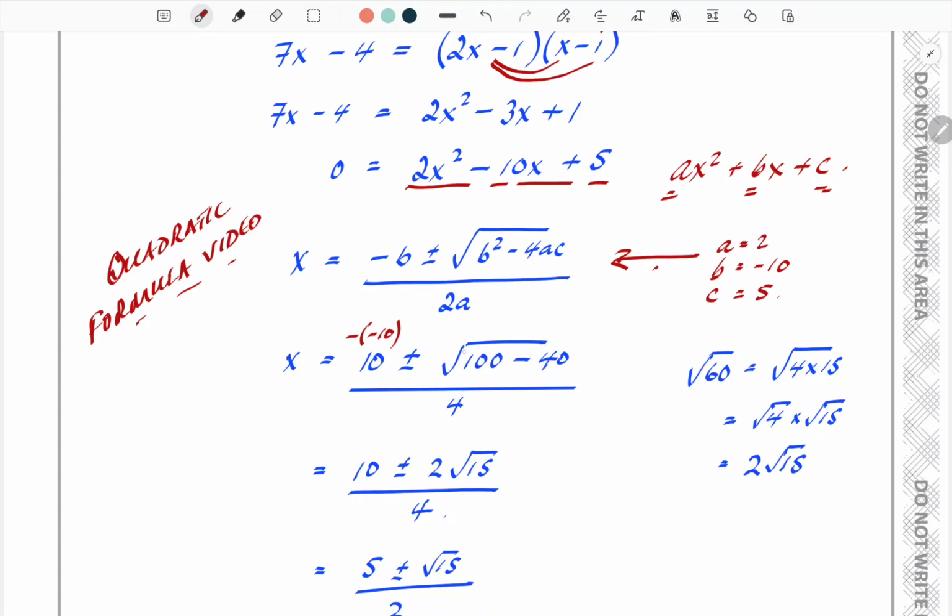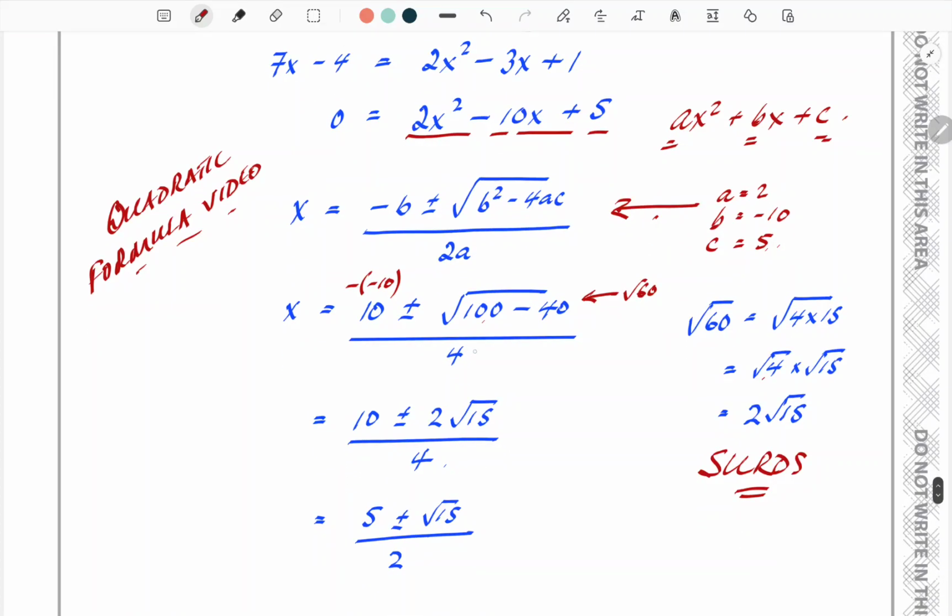Plus minus the square root of the whole of b squared, which is 10 squared, and then 4ac. A times c, as you can see, is 2 times 5, 10, times 4, 40. All right, so that effectively gives us root 60. And then just to put it in simplest form, like surds, root 60 can be split into root 4 times root 15, and therefore that's 2 times root 15. So put that back into the formula. 10 plus minus 2 root 15, all divided by 4, which is the 2a bit.